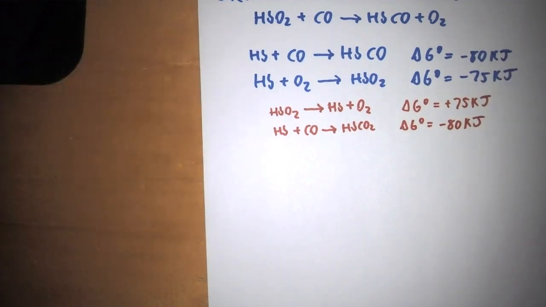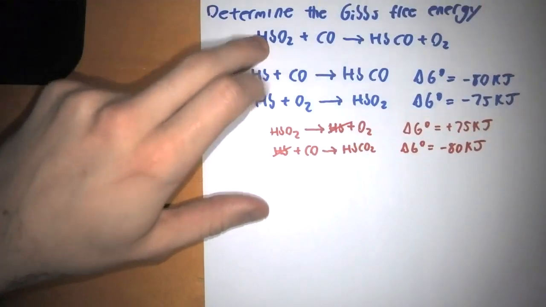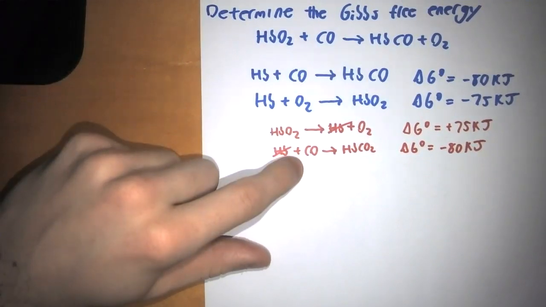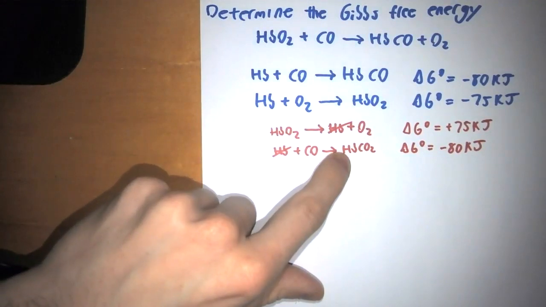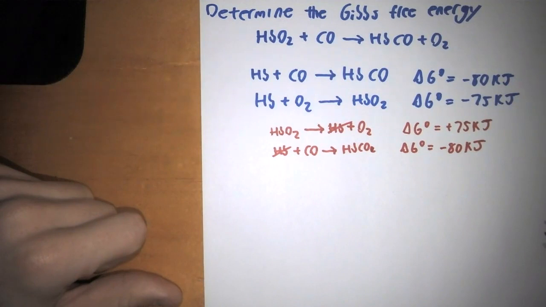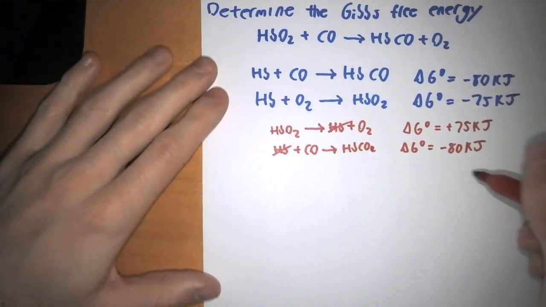So now what can we cancel? Well, Hb is here, Hb is here. I need HbO2 and CO on the reactants. I have HbO2 and CO on the reactants. I need HbCO and O2. I have HbCO and O2. So the delta G total, I would just add these together, right?